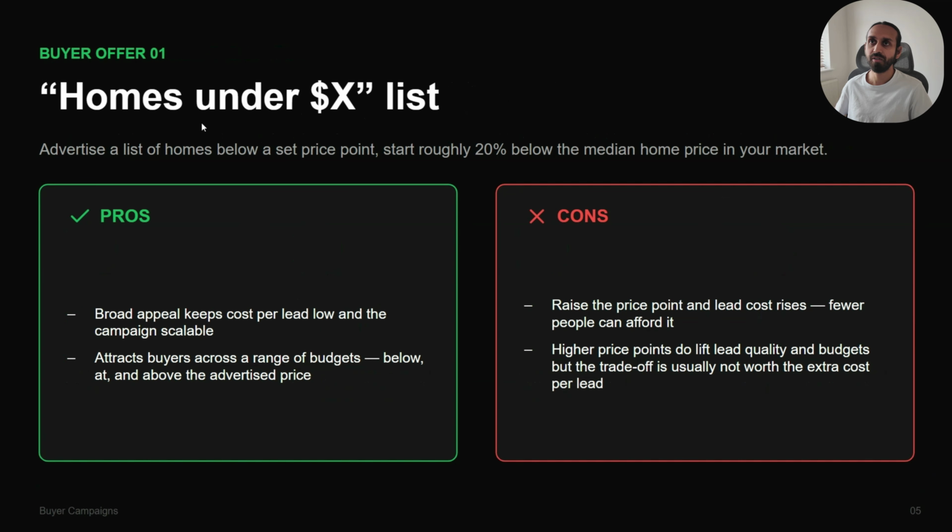So the first buyer offer is homes under X price point. So we advertise a list of homes below a set price point. It's normally starting at 20% below the median home price in your market.